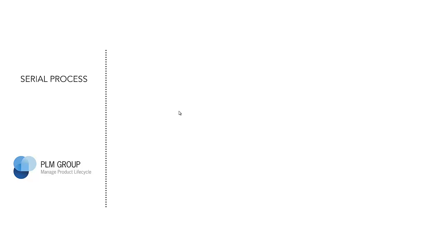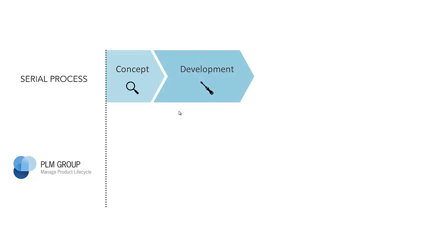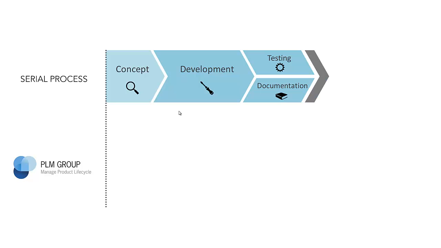Now, if we look at the serial process that most of our customers use today, they start off with the concept phase, and once they get the concept ready, they go to the development phase, where they create the design in SOLIDWORKS. And after that, they create the prototype, sending it for a test period, and at the same time they create documentation for the product. And when this is done, if nothing goes wrong, they can send the product to production and release it to the market.